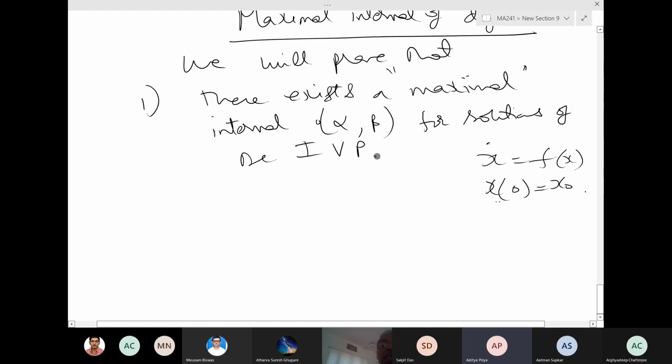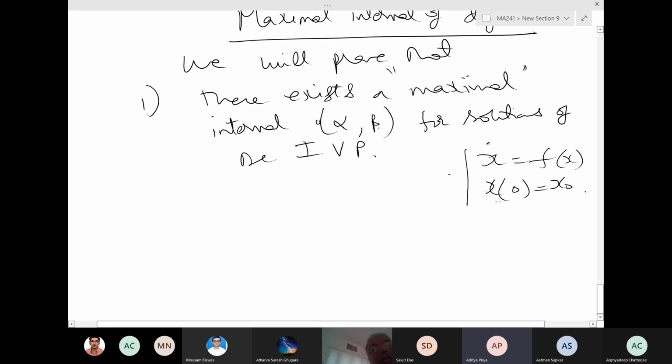So what we are claiming is if you find any solution of this initial value problem, the interval of definition of such a solution will have to be necessarily contained in this (alpha, beta), this open interval. So it's the largest possible. Everything else is contained inside this.